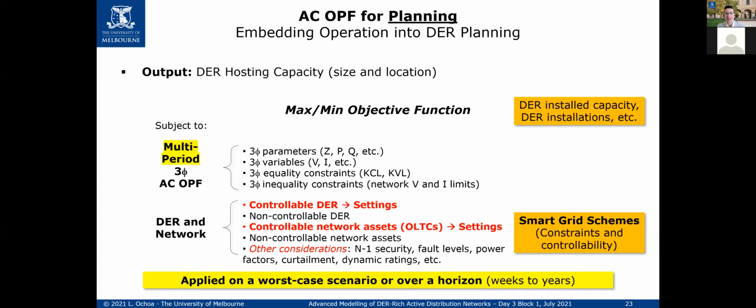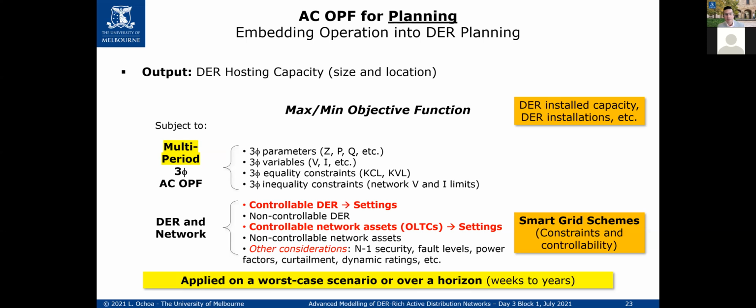All right. Now, in terms of planning, this is what I was referring to. Now it's embedding operation into planning. Formulation-wise, relatively similar. Here I'm mentioning the 3-phase, of course, but in reality, doing planning with 3-phase is a very difficult task. So I'm just putting this slide as the ideal situation. If on top of that, you have to do it in a multi-period way, catering for years, months or whatever it is, well, it's a massive problem.